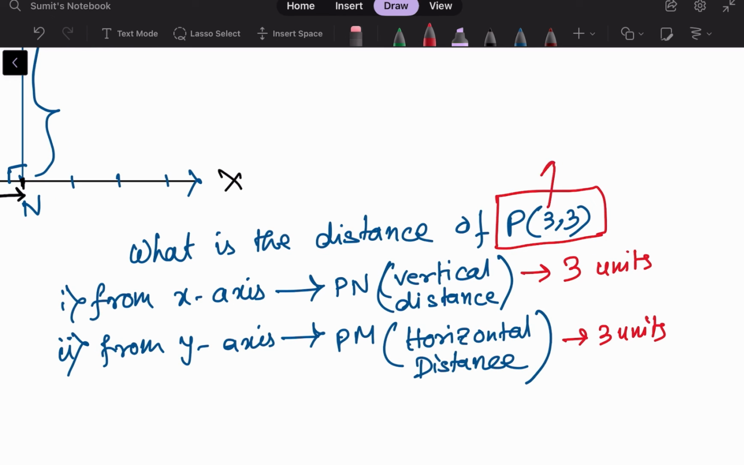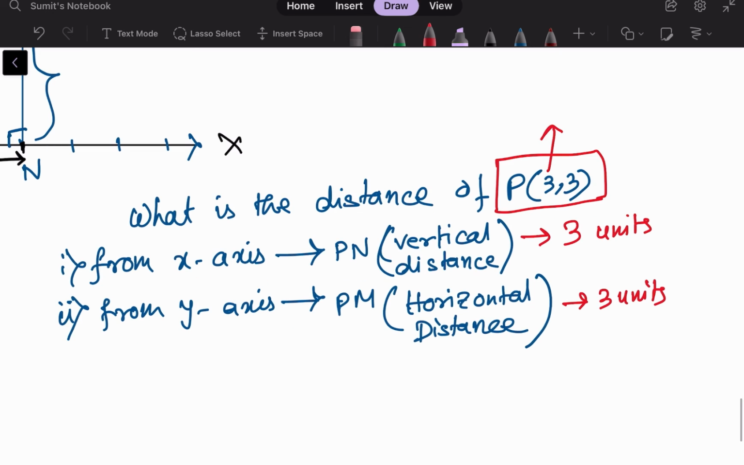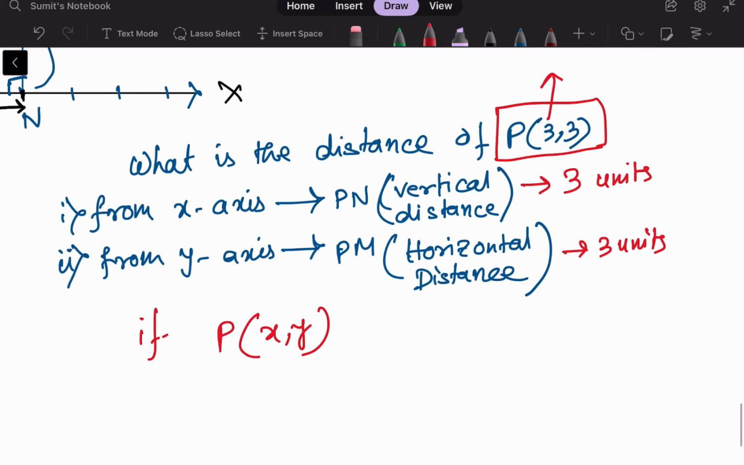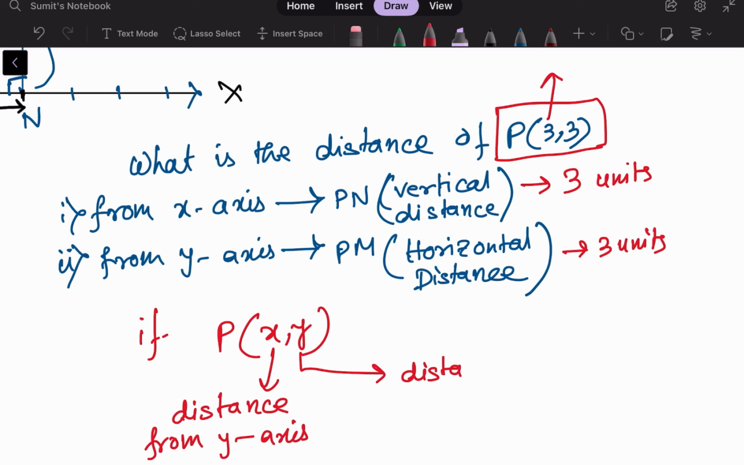The first one is called distance from x-axis, distance from y-axis. Right. Suppose if a point x, y is there, then x will be called distance from y-axis. Why? Because that will give you the horizontal distance. And y will give you distance from x-axis. You have to remember this.